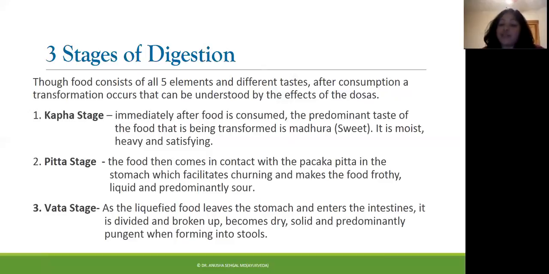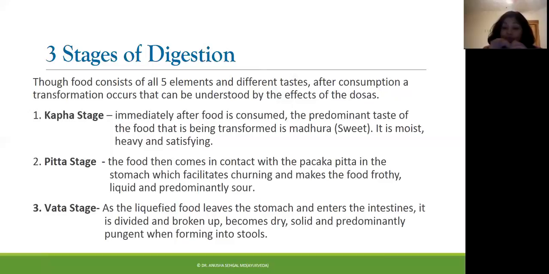Then after that, once it exits the stomach and goes on to the later parts of the GIT, or to the Pachyamanashaya, which is basically the intestines, that is considered going into the Vata stage, where that liquefied food then starts to be broken down and separated.